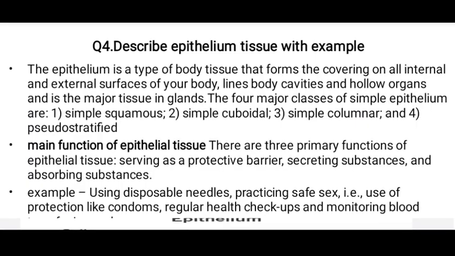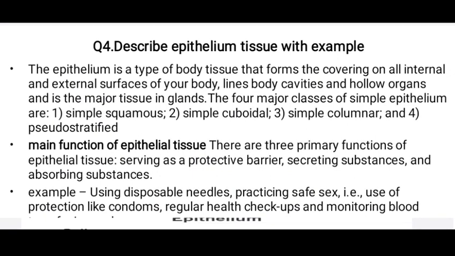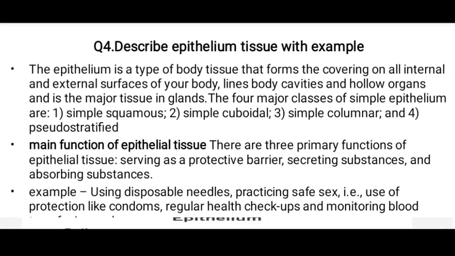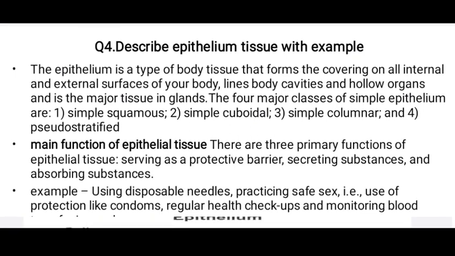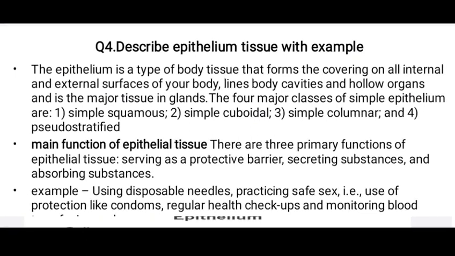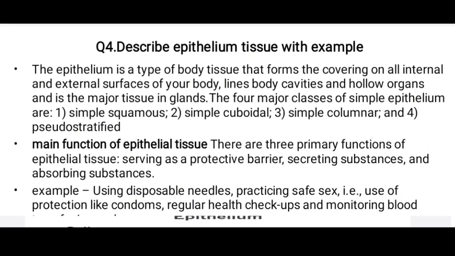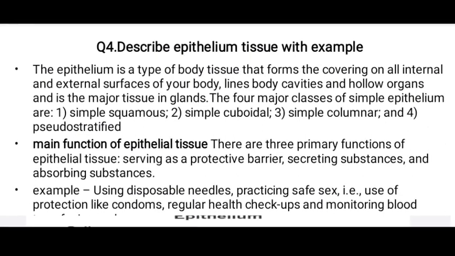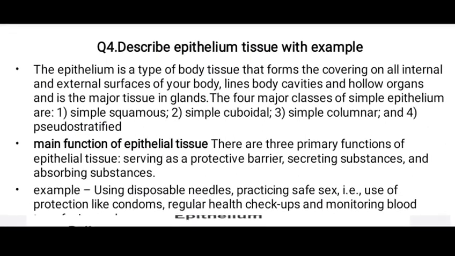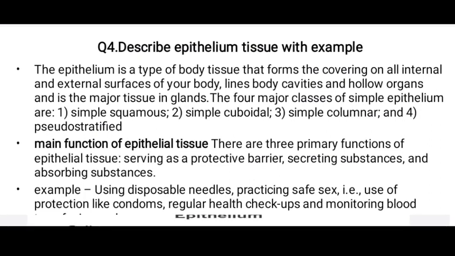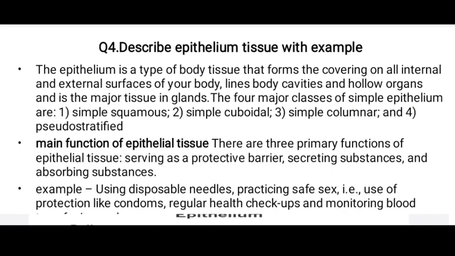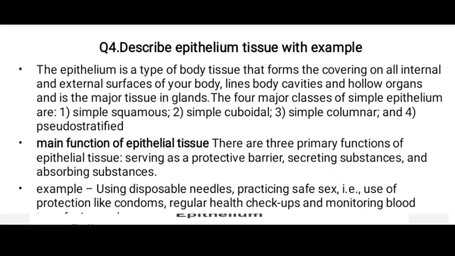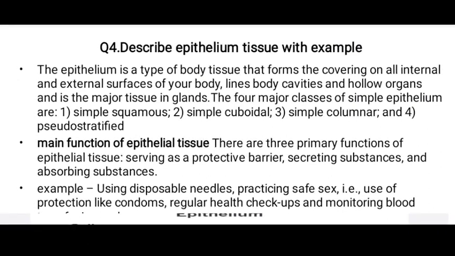Question number 4. Describe the epithelial tissue with example. The epithelium is the type of body tissue that forms the covering on all internal and external surfaces of our body. It lines body cavities and hollow organs, and is the major tissue in glands.